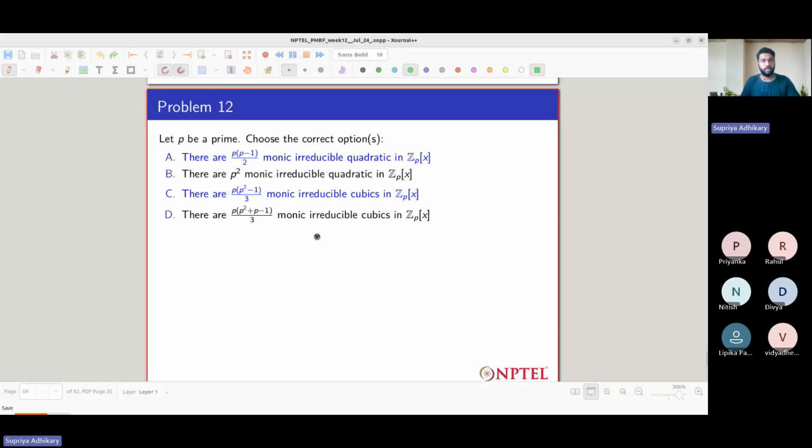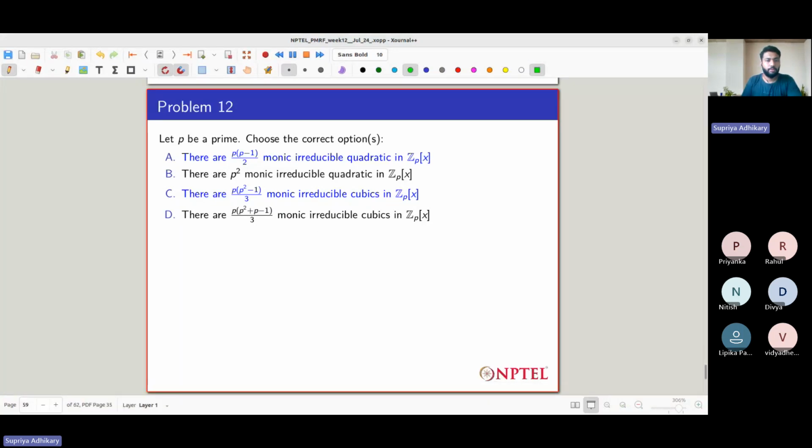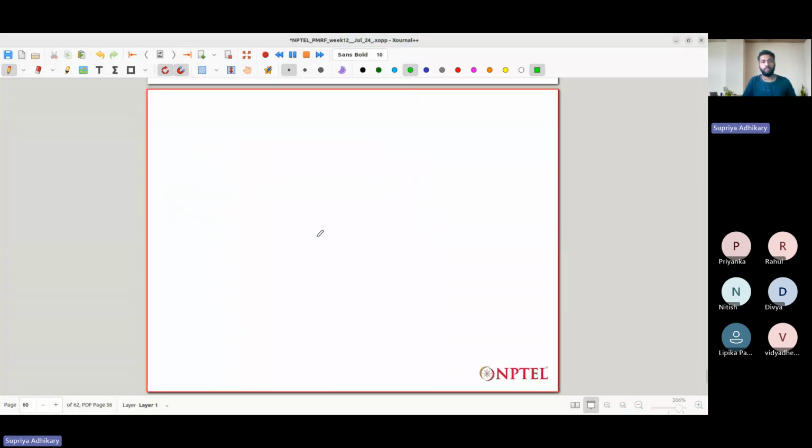Okay. So now in problem 12, we are given that p is a prime, and we have to choose the correct option. There are 4 options given. The first option says that there are p times (p minus 1) over 2 monic irreducible quadratic polynomials in Zp of x. So basically we have to find the number of monic irreducible quadratic polynomials in Zp of x and monic irreducible cubic polynomials in Zp of x. That is the task that we have to do.